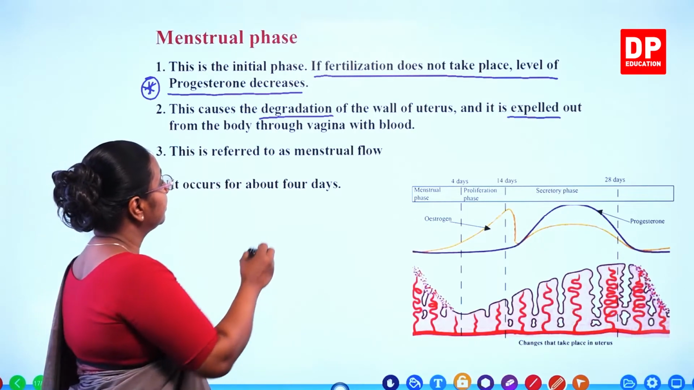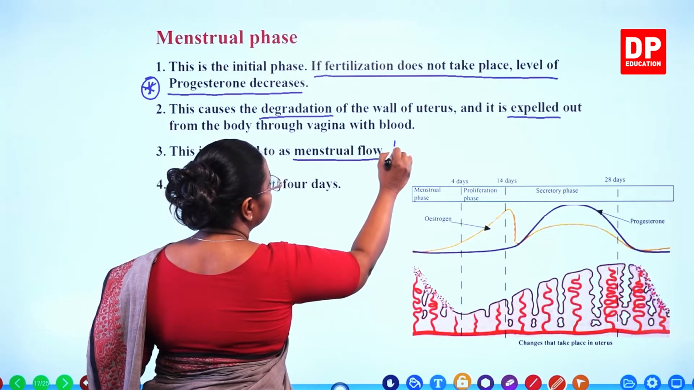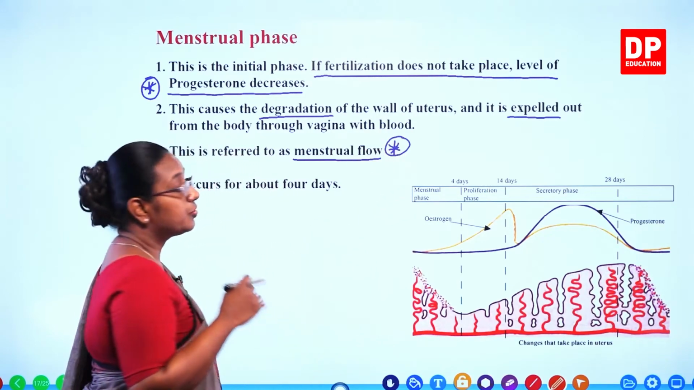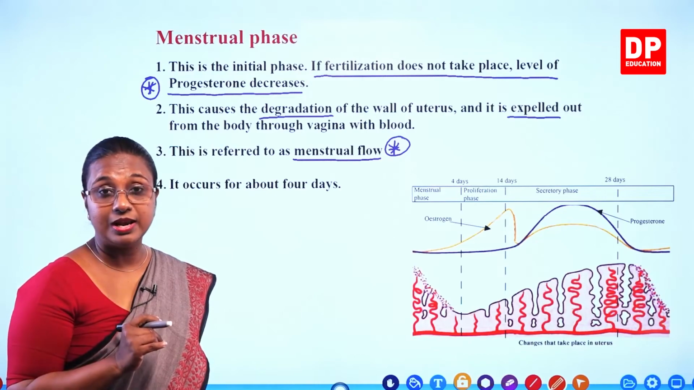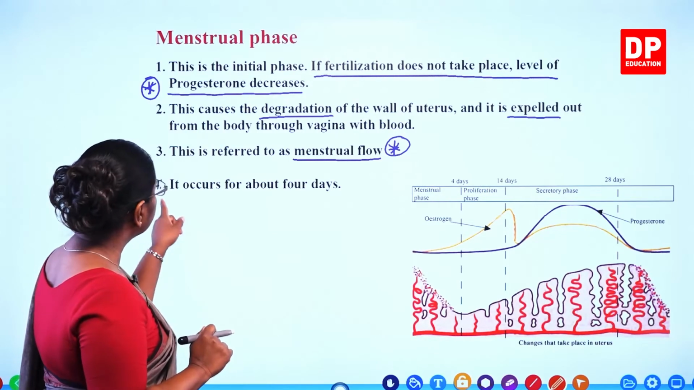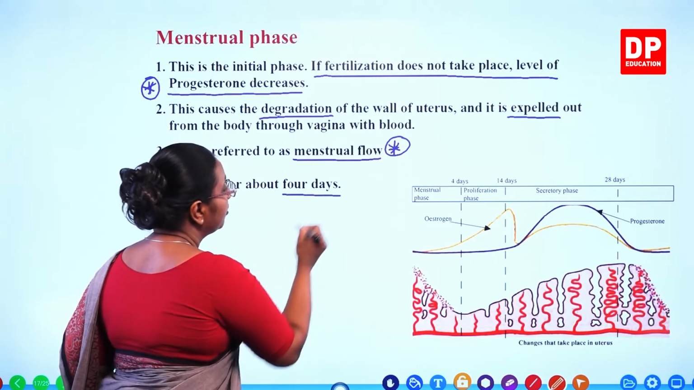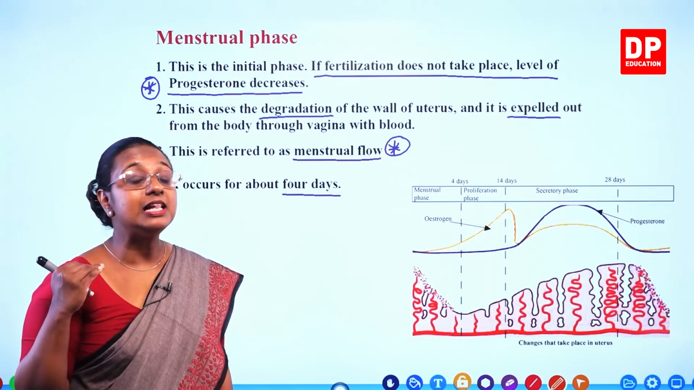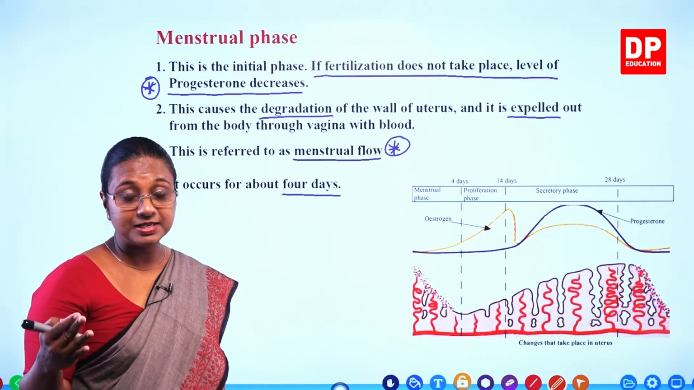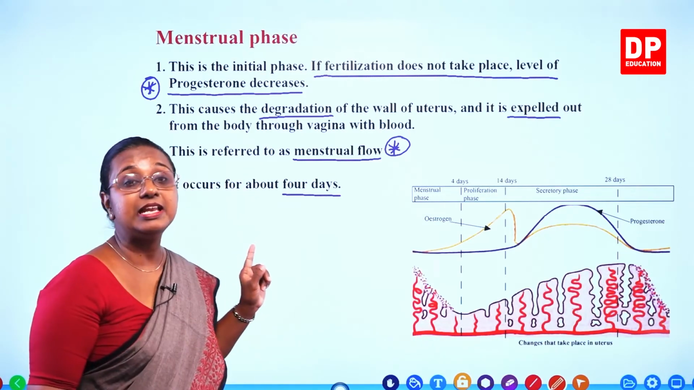This is referred to as menstrual flow. So expelling of the uterus wall with blood is what we call as menstrual flow. It occurs for about 4 days. So again, I told you all students, depending on the health of the female body or the person, this can vary slightly.